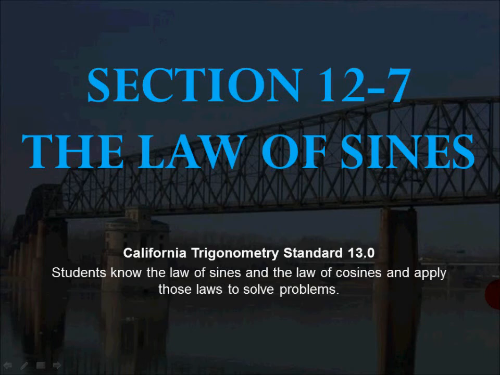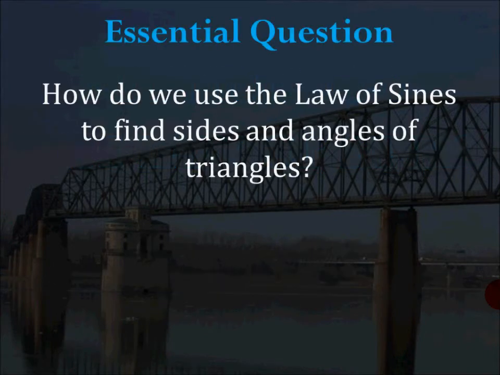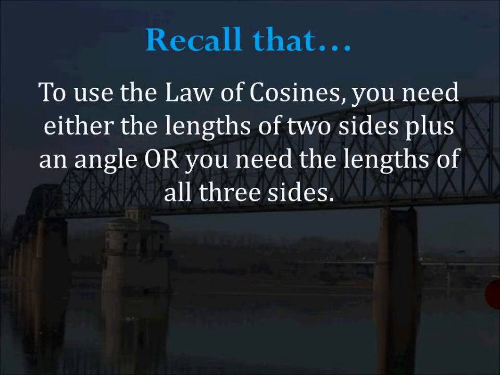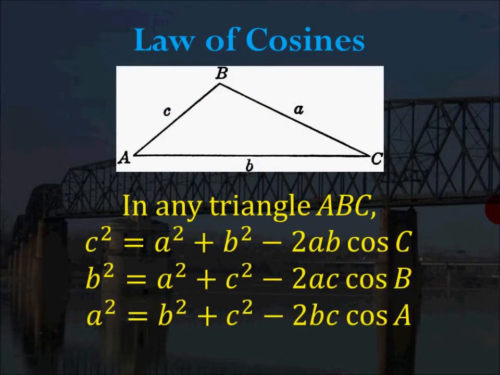This is section 12.7, the law of sines. How do we use the law of sines to find sides and angles of triangles? In section 12.6 we used the law of cosines, and to use it we needed either the lengths of two sides plus an angle, or the lengths of all three sides. If you recall, these were the three formulas we used.